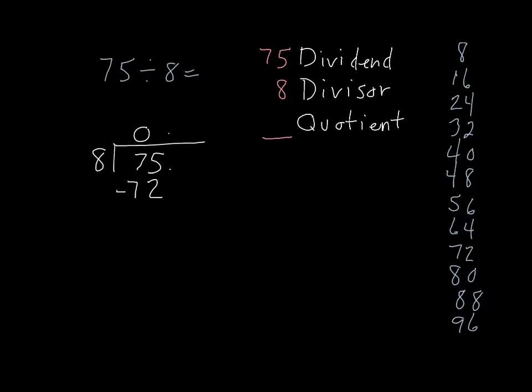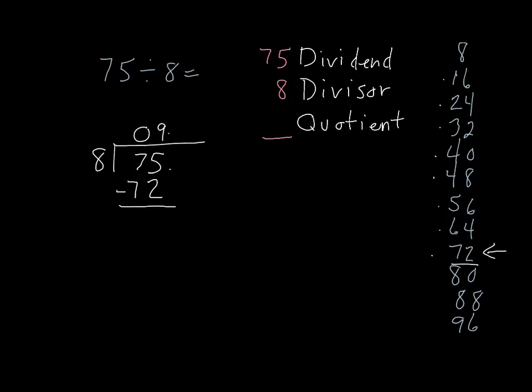We subtract it. But before we do anything else, we have to ask ourselves, what did I do to 8 to get 72? Well, if you know your times tables, you know automatically that it's 9, but if you don't, then you would just count 1, 2, 3, 4, 5, 6, 7, 8, 9. So I've multiplied 8 times 9 gives me 72. So I'm right up here, 9. 9 times 8 is 72, and now I subtract.